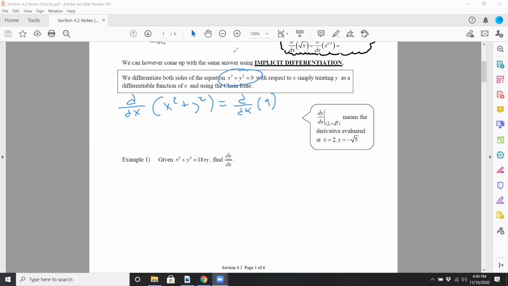Well, we know the derivative of x squared is easy. That's just 2x. The derivative of y squared is also, it's 2y. And the derivative of 9 is easy. That's just a constant, so 0. However, I also have to write this. And here's the reason why.